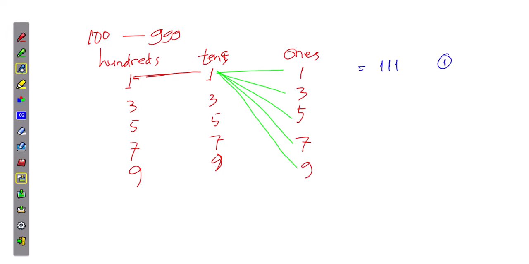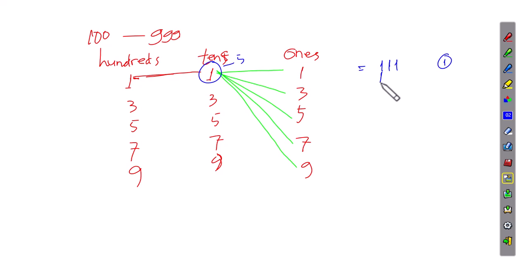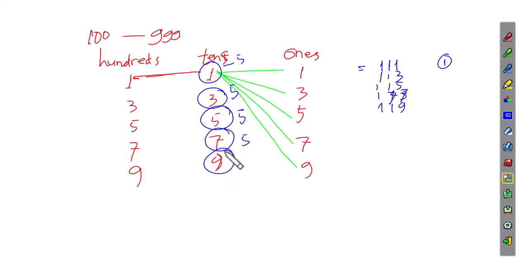For the 110s, we have 5 options: 113, 115, 117, and 119. It means for the second tens, we will have 5 combinations as well. And for the third tens, 5. And for the 7, we have 5 as well. And for 9, we have 5. So we have 25 options.